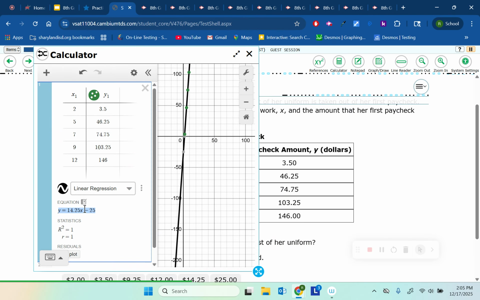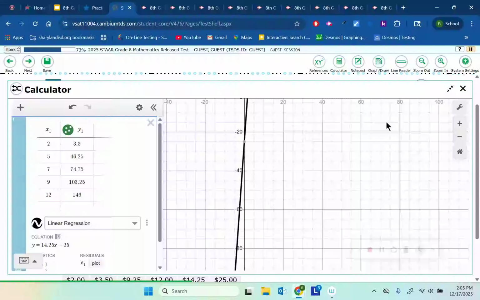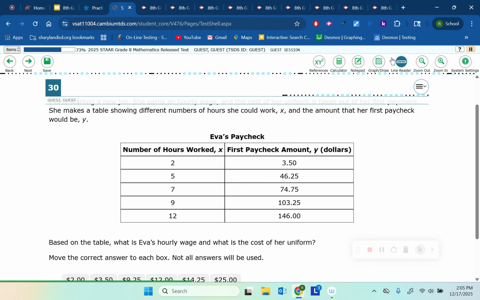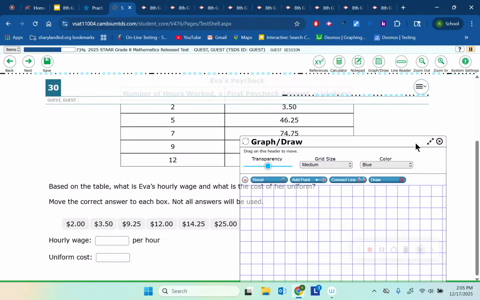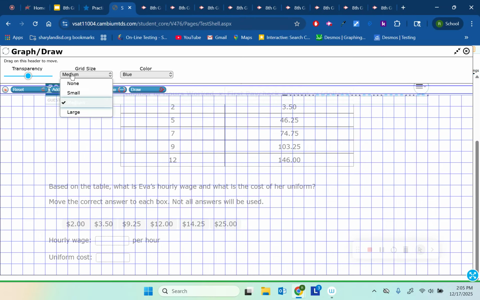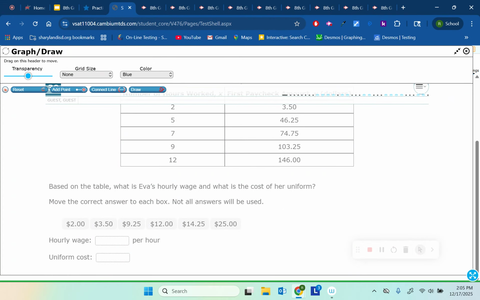14.25x. That's her hourly rate, by the way. She's making $14 an hour. That minus 25. Let's take a look at that. I'm going to put the problem down. 14.25x minus 25, the equation we got. It's a teaching moment, so I need to take it. The equation was y equals 14.25x minus the $25. That is the cost of the shirt she got.